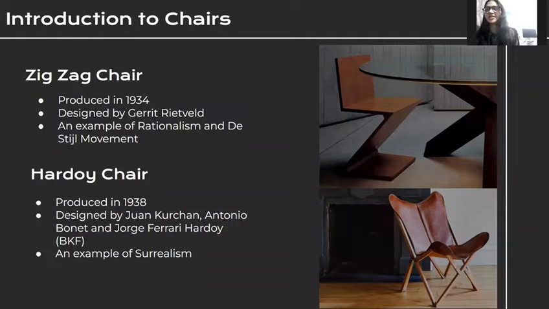The two chairs that we are discussing today were a result of the circumstances discussed previously. The zigzag chair was produced in 1934 by Gerrit Rietveld, whereas four years later, in 1938, the Hardoy chair was designed by Juan Kurchan, Antonio Bonet, and Jorge Ferrari Hardoy, known as BKF. Gerrit used the path of rationalism and the De Stijl movement, which regarded reason as the true test of design, while BKF focused on an unordinary and imaginative perception of reality, that is surrealism.